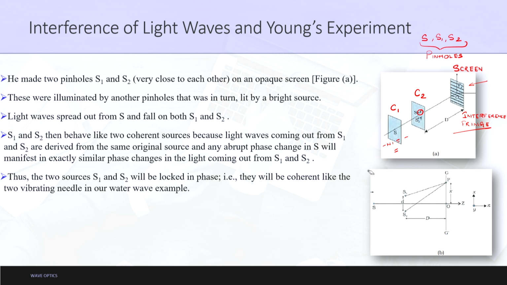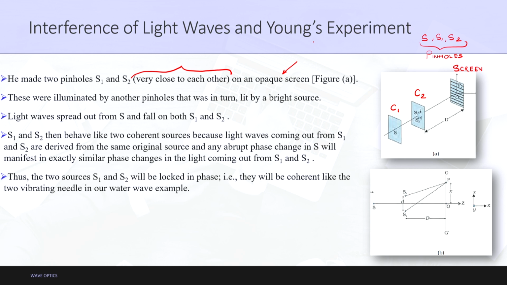Okay, so let's move on. He made two pinholes S1 and S2 very close to each other. It is very important to understand that both pinholes were very close to each other, not far, because it is very important when the mathematical formulation is done that the two pinholes should be very close to each other. So he made two pinholes S1 and S2 very close to each other on an opaque screen. Please make sure it is an opaque screen.